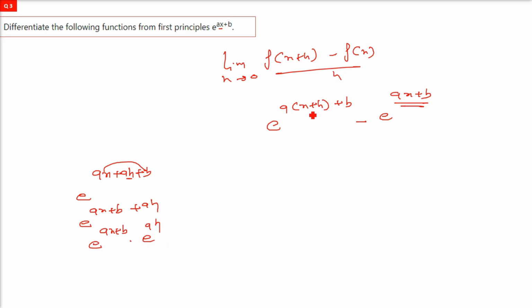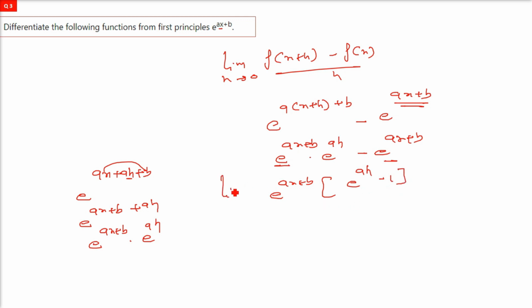Alright, this I am going to replace here. So e raised to the power ax plus b multiplied by e raised to the power ah minus e raised to the power ax plus b. So you can take common this e raised to the power ax plus b, and inside that you will get e raised to the power ah minus 1. Now limit h tends to 0, as I told you, this you have to write always. h was already there in the denominator, I was just not writing it.